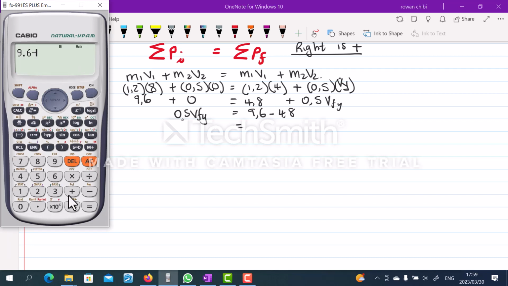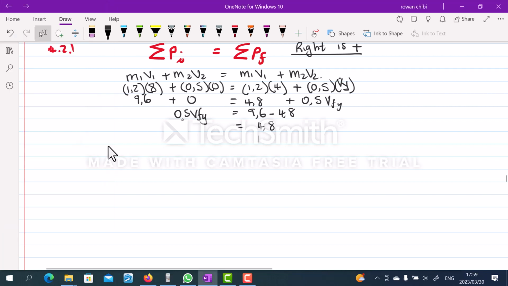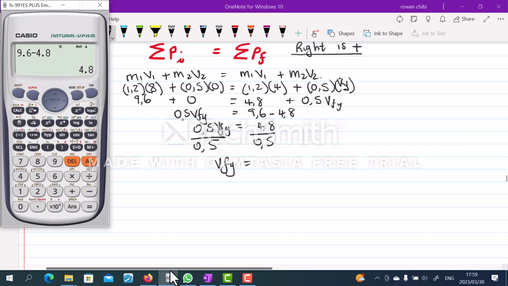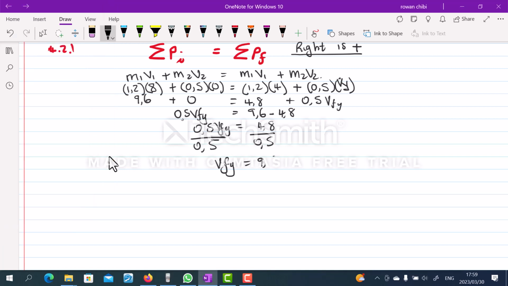9.6 minus 4.8. So we have 4.8. So this side is still 0.5 V final Y. So let's divide by 0.5 on the left, divide 0.5 on the right. So V final Y is equal to, divide that by 0.5, which is 9.6. So the answer here is 9.6 meters per second, going to the right.